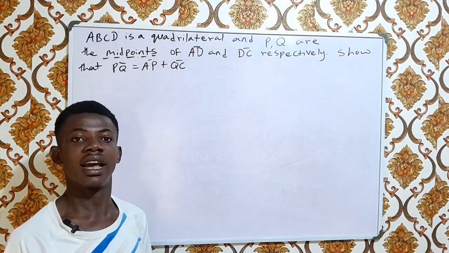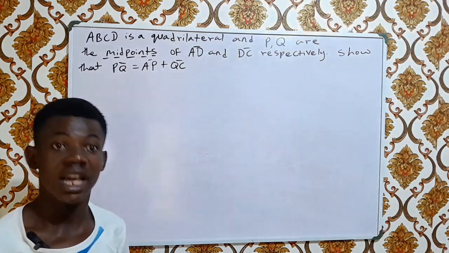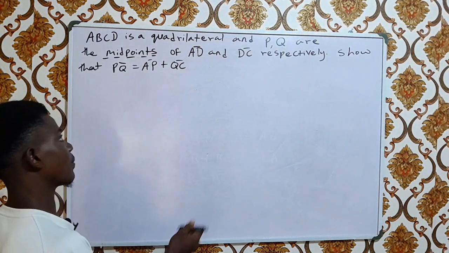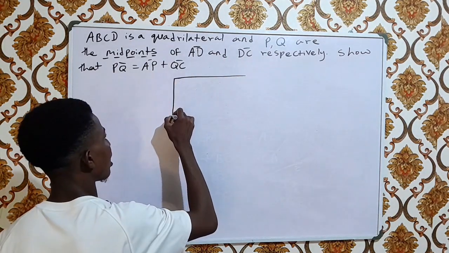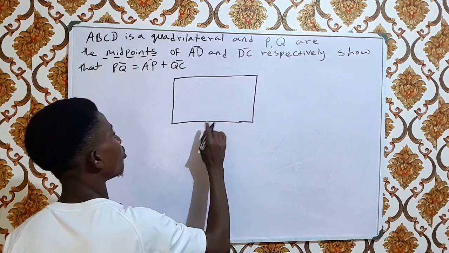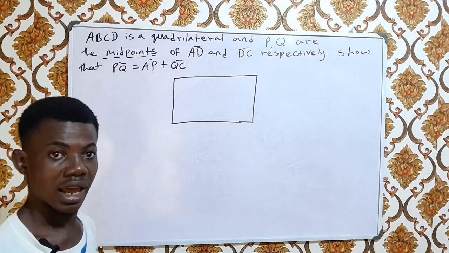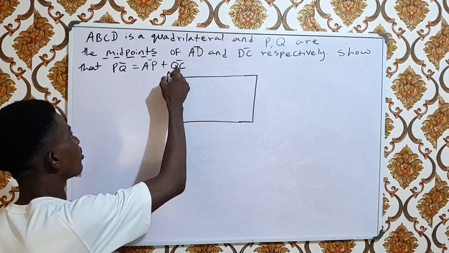Quadrilaterals are four-sided shapes. We draw any four-sided shape of our choice, any one. I can go with a rectangle, I can go with a square, I can even go with a parallelogram if I want. But let me go with a rectangle. Now, let me give them names.